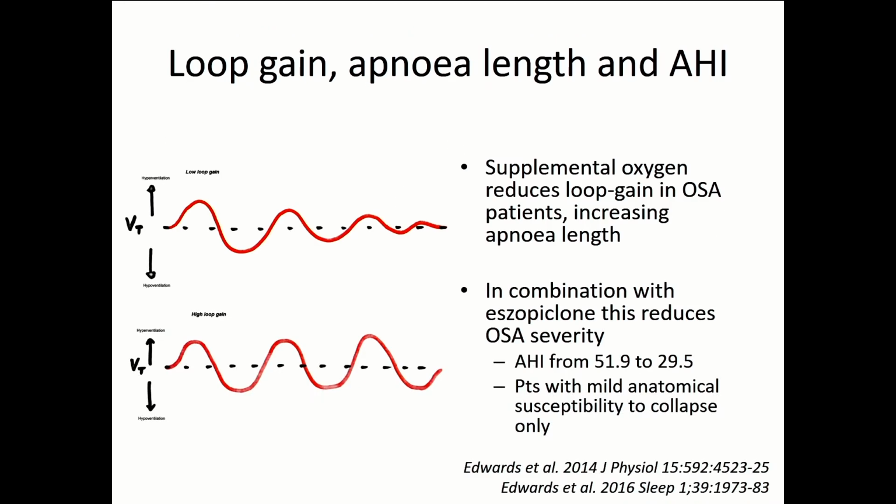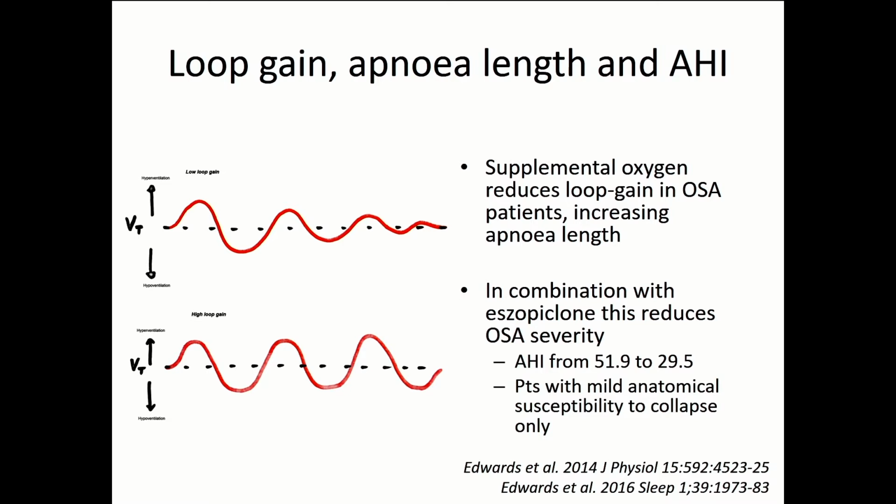Next, we wanted to go on and see why this might be. And due to some work from Andrew Wellman's group looking at loop gain, we were concerned that oxygen may be having an effect by actually reducing the number of obstructive events patients were having overnight. We heard already the concept of loop gain. This is the idea that some patients' obstructive sleep apnea is perpetuated by ventilatory instability.